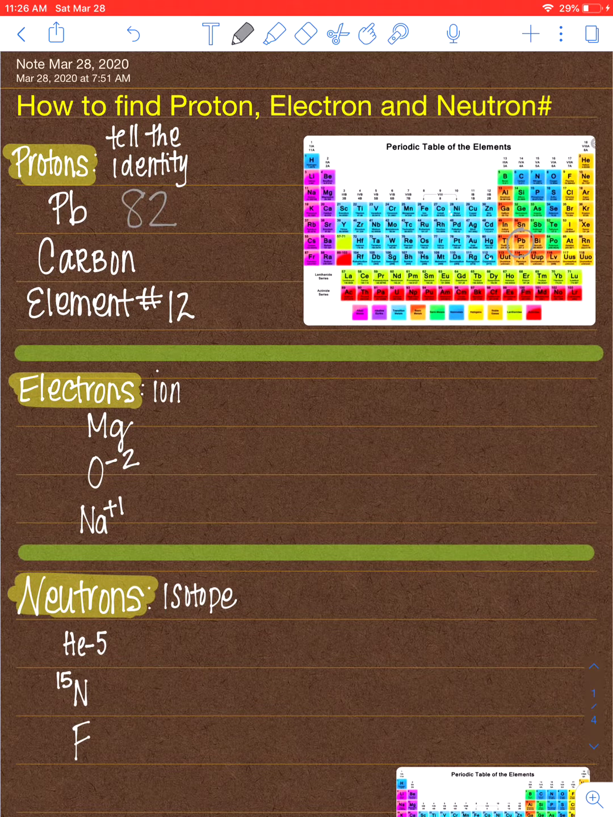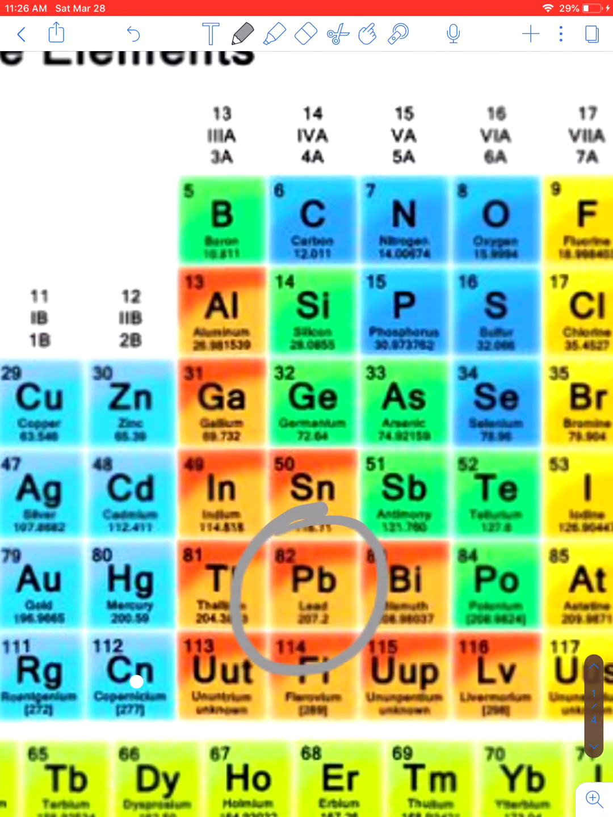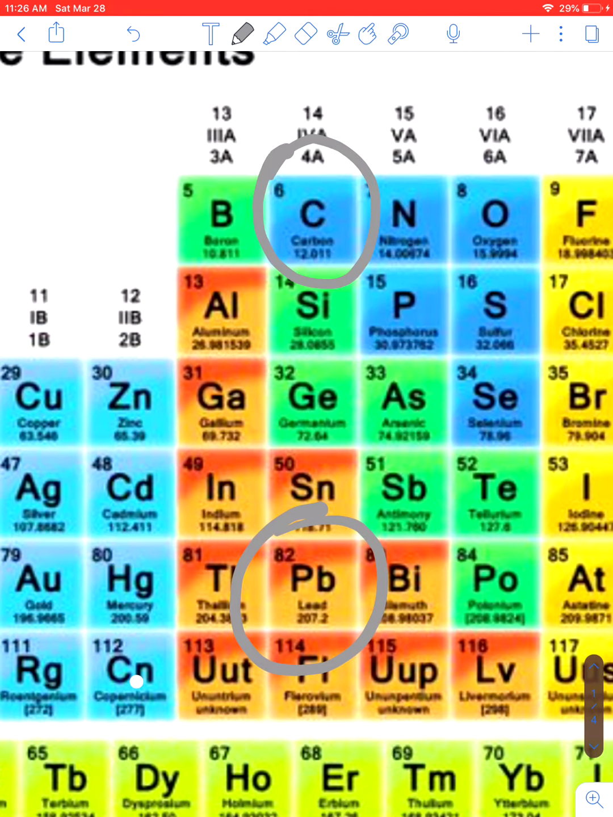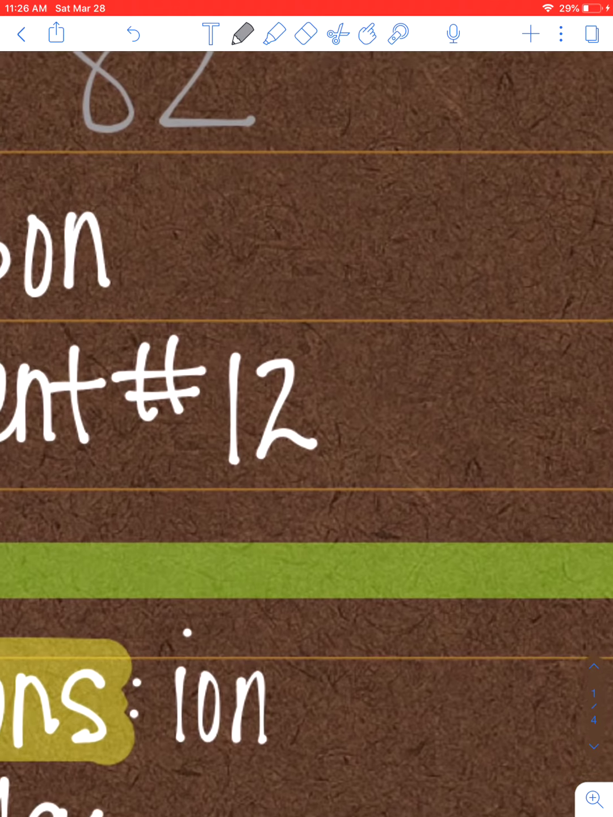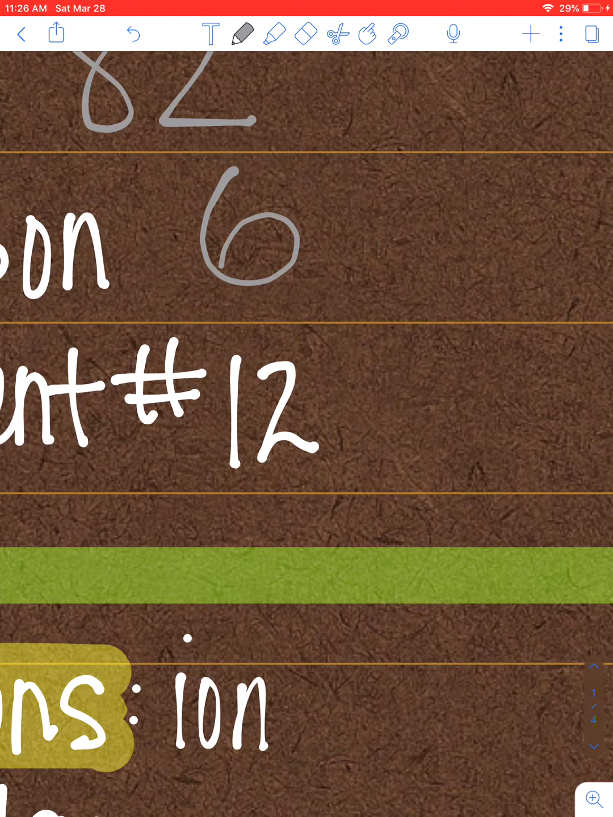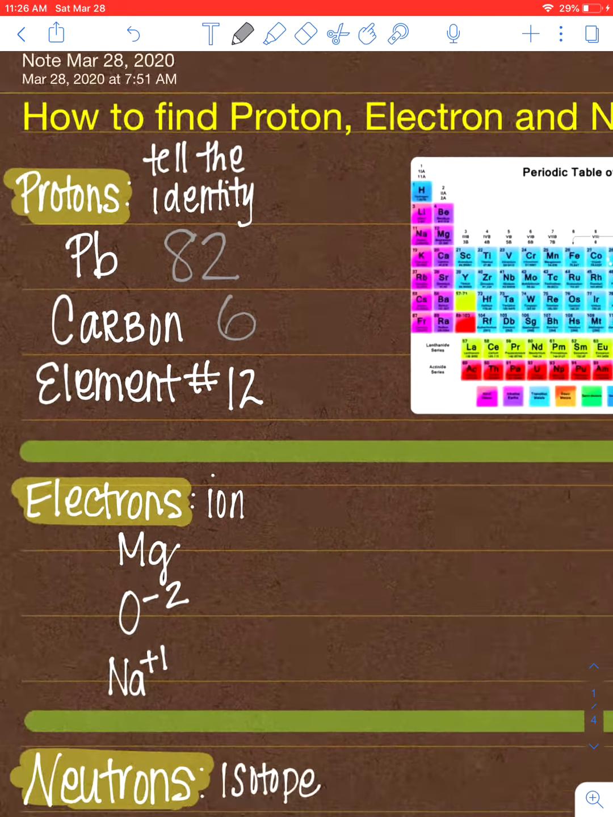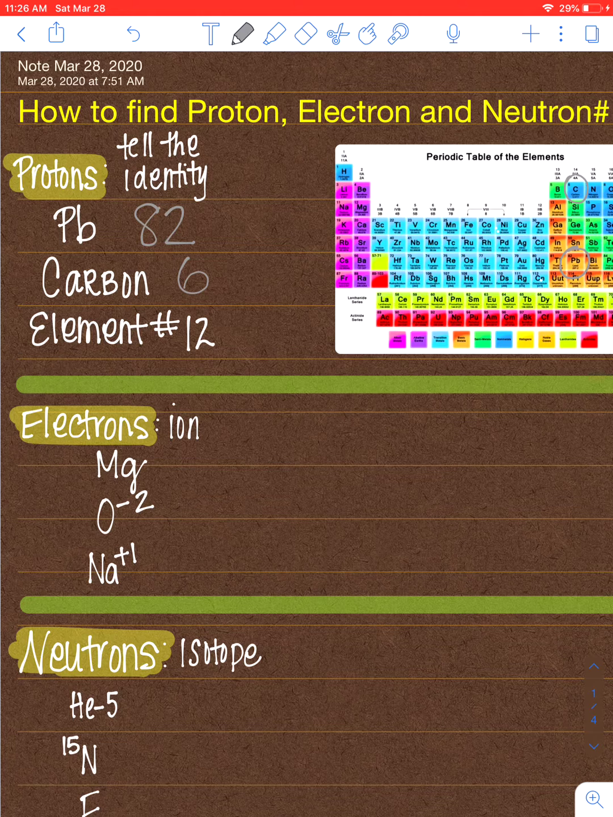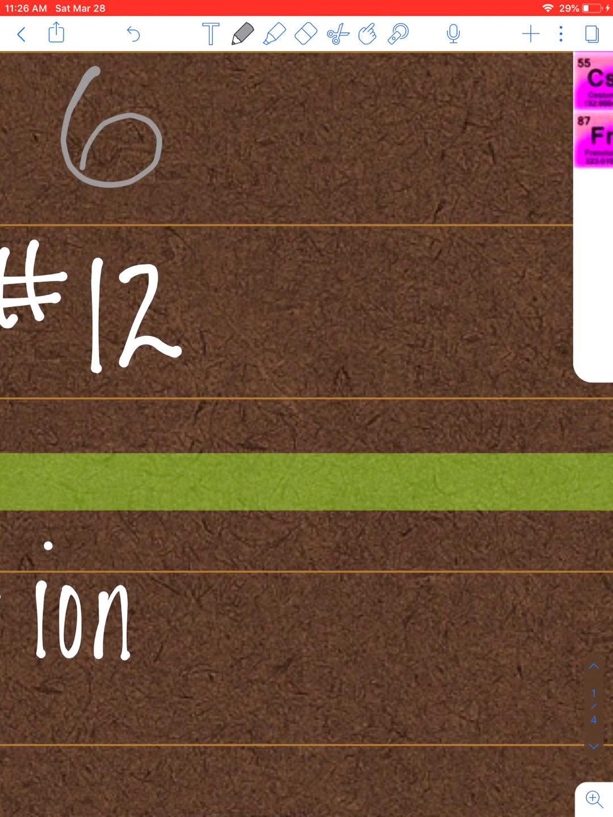And that means that lead has 82 protons. Now let's take a look at carbon. Carbon is element number 6 right up here. And that means it has 6 protons. So I love doing proton number because it's very easy. The element is always tied to the proton number. And by the way, that's also called its atomic number. And then, of course, if I tell you it is element number 12, that means likewise that it has an atomic number of 12 and it has 12 protons.